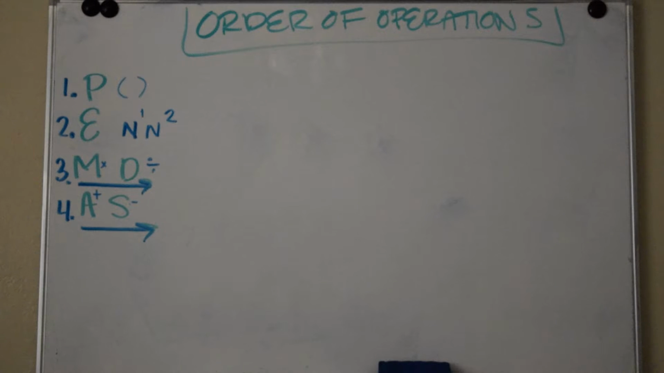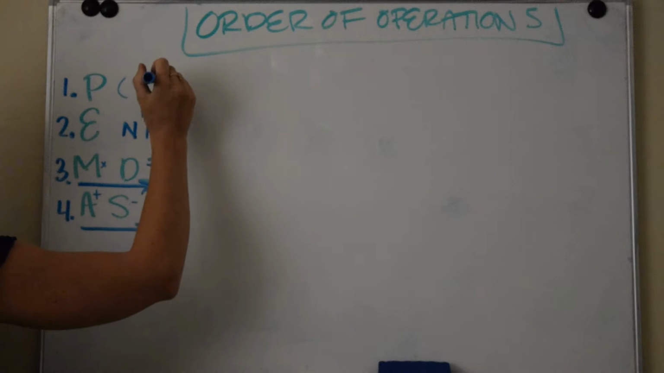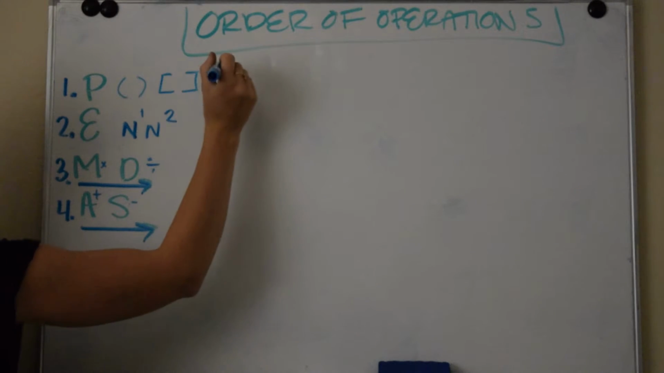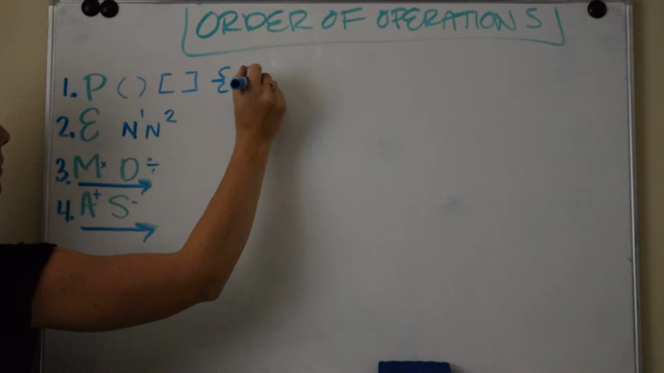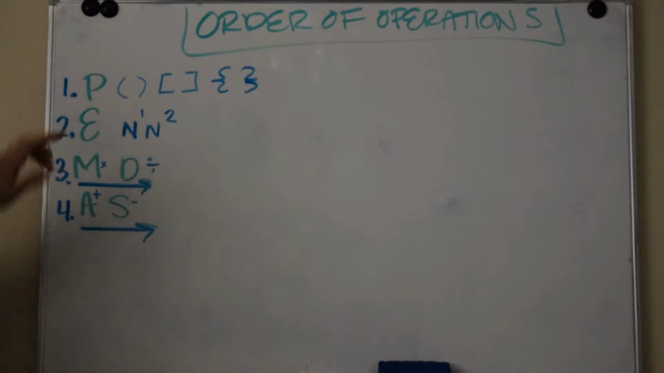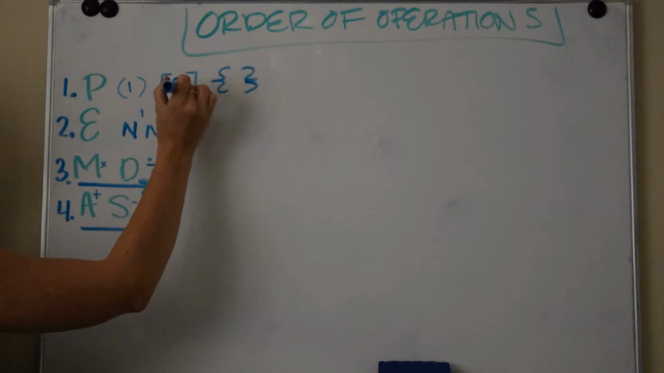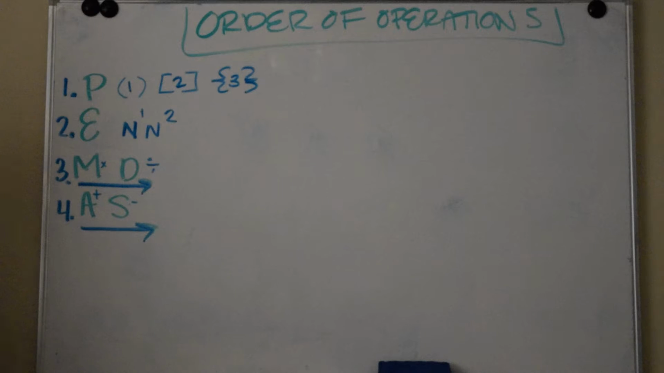Now I want to talk about number 1, because P stands for parentheses. There are going to be 3 different types of parentheses that you will see in this lesson. If you're following along in McGraw-Hill, we are in chapter 7, lesson 2. There are the parentheses, the brackets, and the braces. These are parentheses, these are brackets, and these are braces. There's an order in which you do these as well. This is first, this is second, this is third.